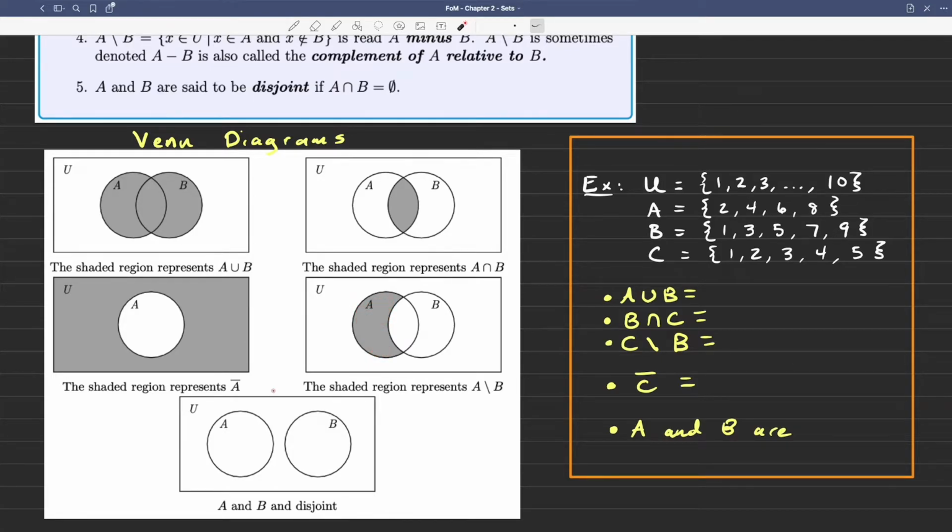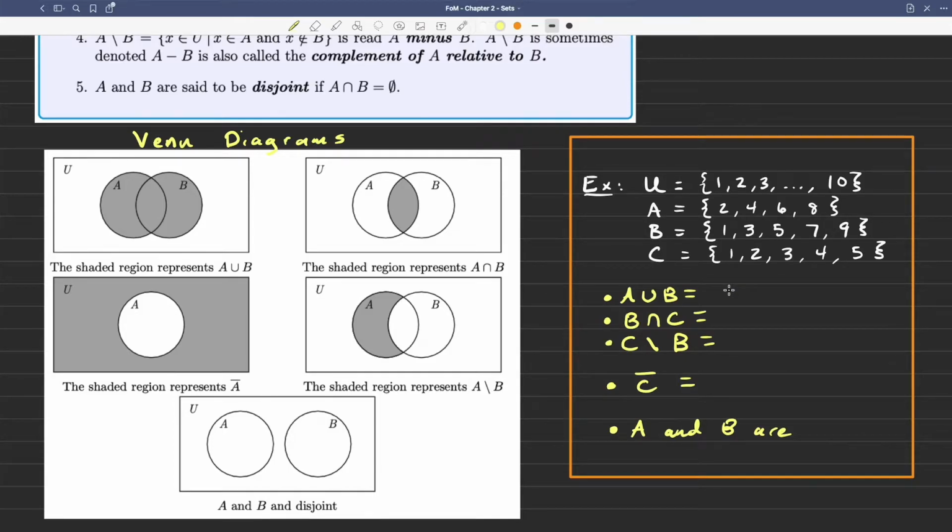And then lastly, this bottom picture here shows what it looks like when A and B are disjoint. So A and B don't have any elements in common, so those bubbles are not touching each other. And then here's a toy example over here on the right, just to make sure we have our understanding of union and intersection, difference, and complement down.